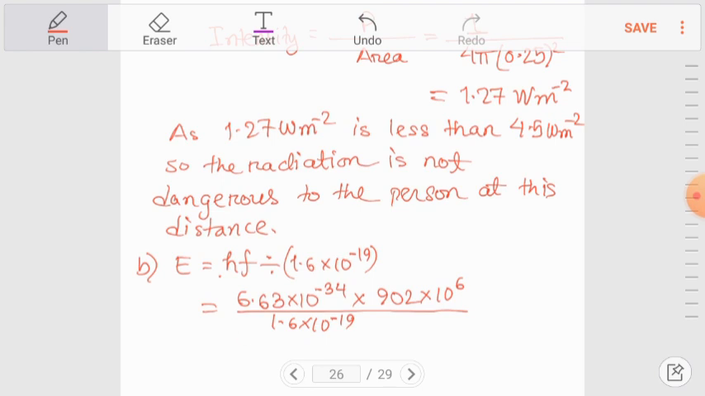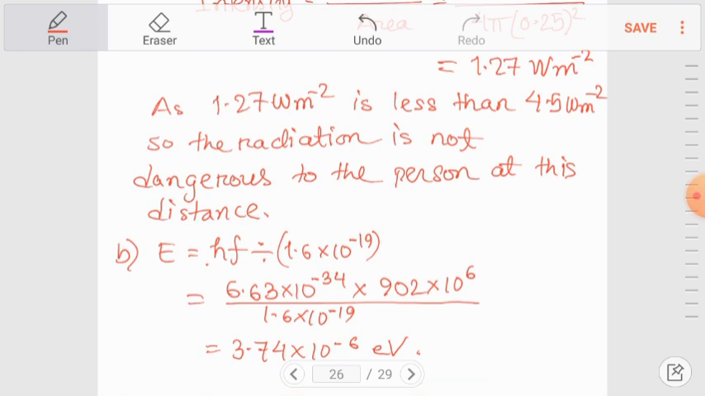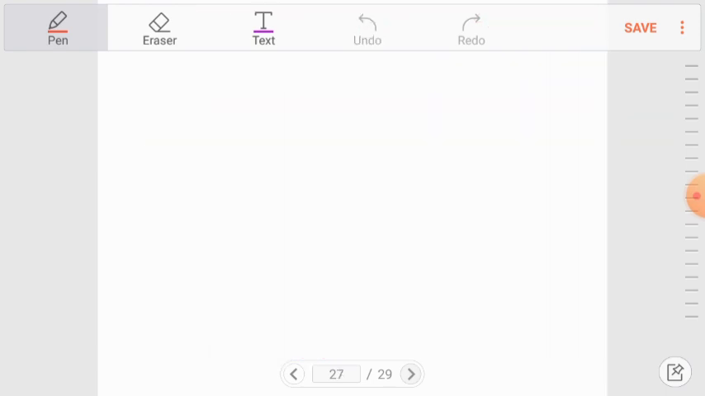And if you calculate the entire thing, you get a value of 3.74 into 10 to the power negative 6 electron volt. So the value for the energy per photon in eV is 3.74 into 10 to the power negative 6 electron volt. And with this, our question number 20B ends. I hope question number 20B is clear. Moving to question number 20C.